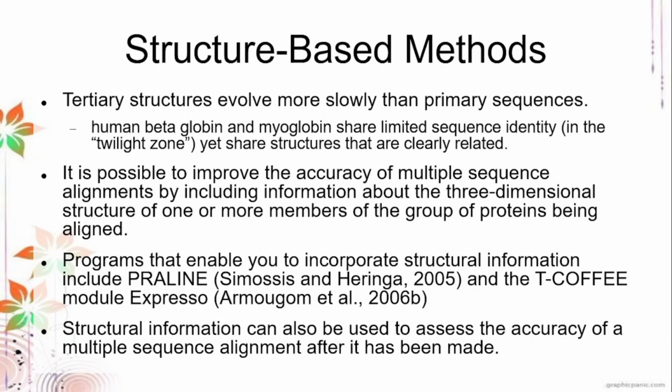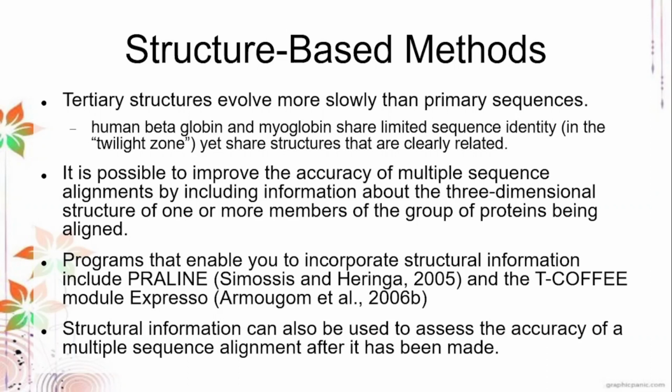An example is the human beta globin and the myoglobin. If you remember, in the previous activities, beta globin and myoglobin are not that closely related. I think it's just around 25 to 40% sequence identity. But if you look at their 3D structure, they are very much the same. The way the structure folds is very similar.